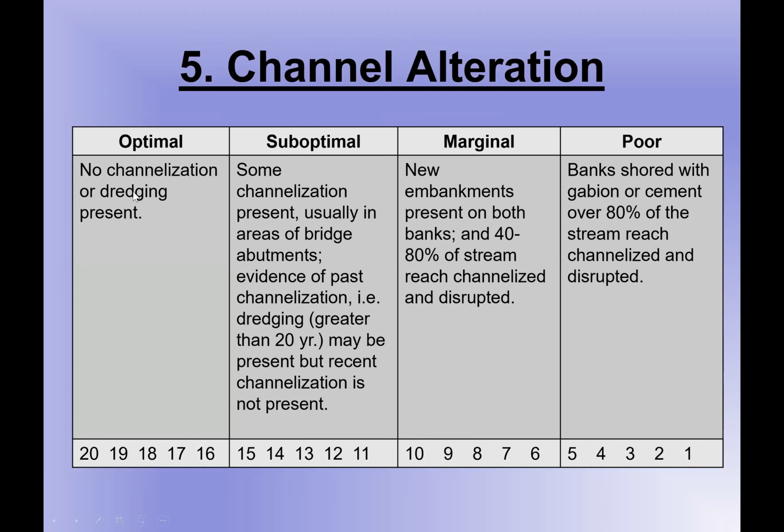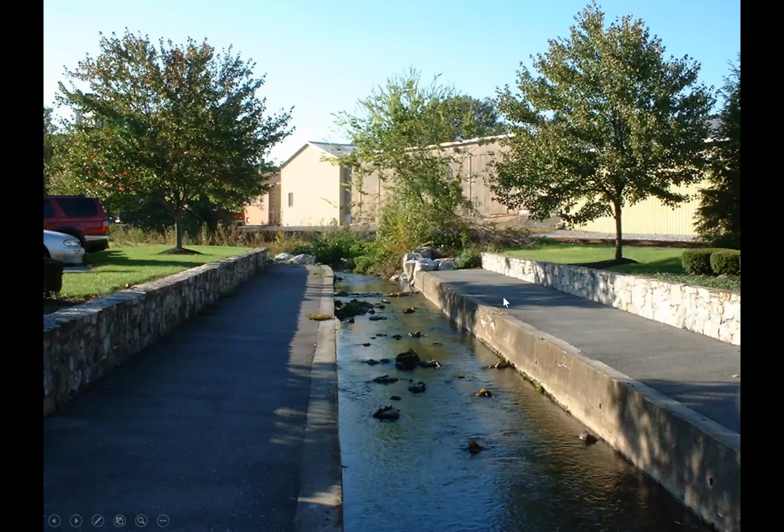So once again, optimal is no channelization or dredging present. That's going to be hard to judge, like I said, because most streams in Pennsylvania, at least in Lancaster, have been altered in some way, but use your best judgment. So there's been some channelization, new embankments, whatever it might be.